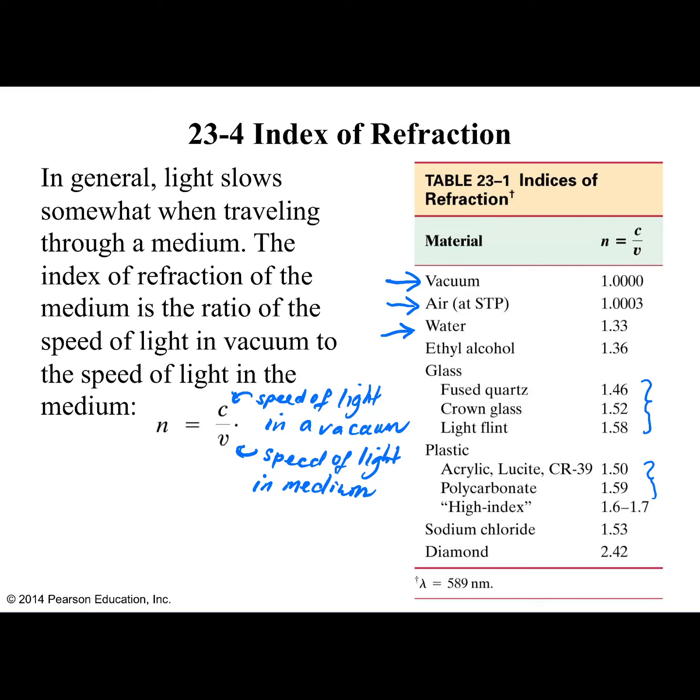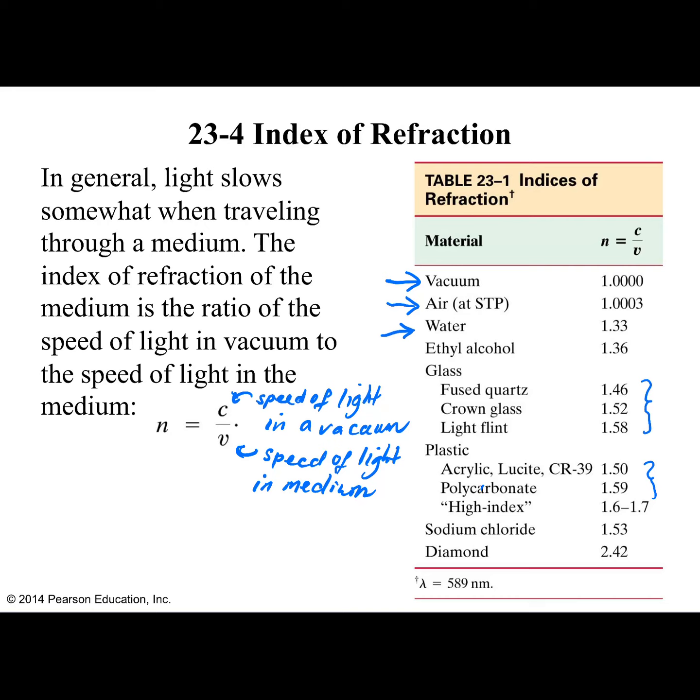So we see here that as v gets slower and slower, or smaller and smaller, then the index of refraction increases. So the greater the index of refraction, the smaller the speed of light in that medium.